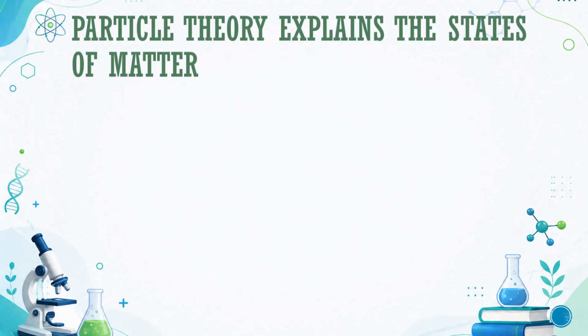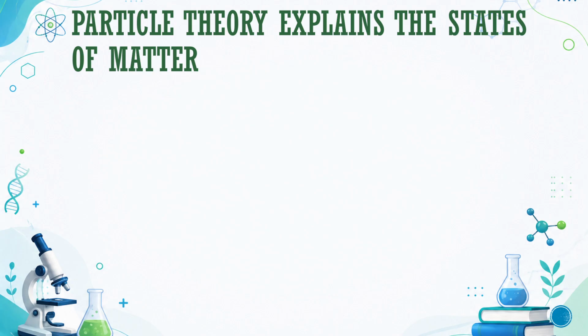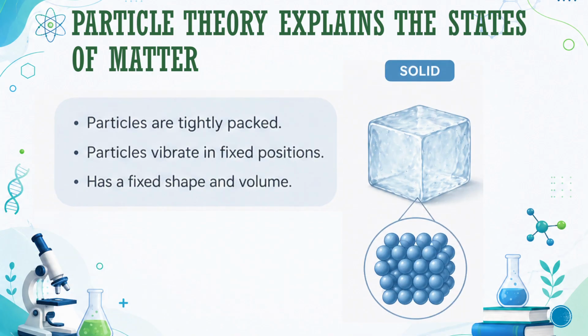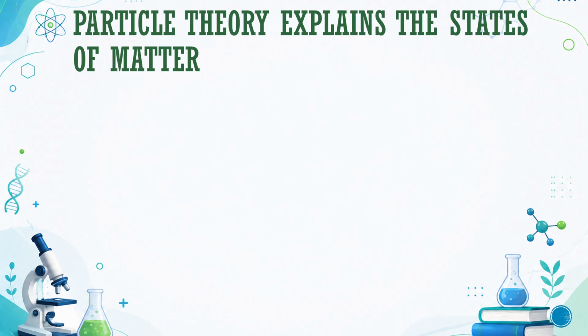Let's take a look at how the particle theory explains the states of matter, that is solid, liquid, and gas. So for solid, the particles are tightly packed. That's why you see a fixed shape. Every particle is always moving, but the particles in a solid vibrate in a fixed position. Thus, they form a fixed shape and volume.